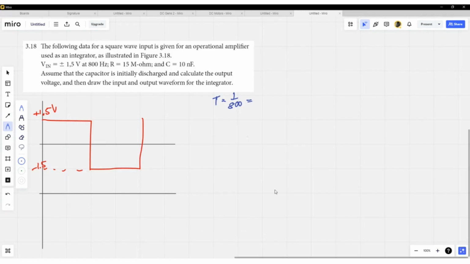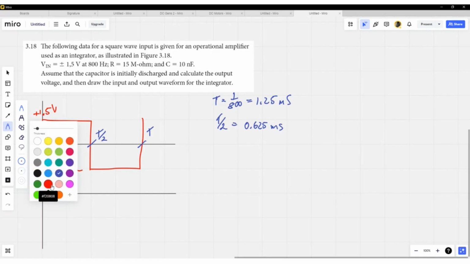So that's going to give you 1.25 milliseconds. And the half period of that is 625 microseconds. So you can write it down as 0.625 milliseconds, I'm going to keep it in milliseconds. Right, so that's actually very important. That's where your half period is going to be, and then you're going to have one full period.